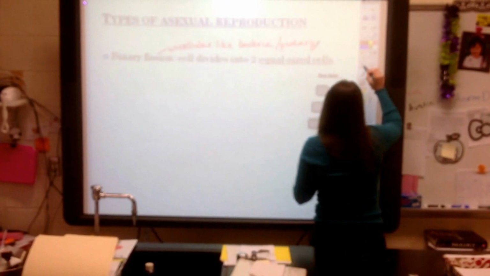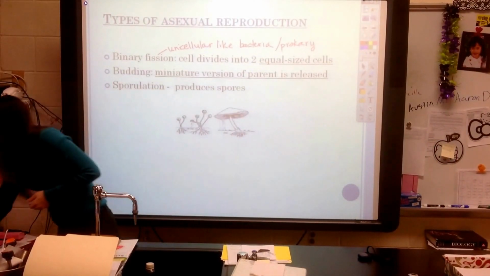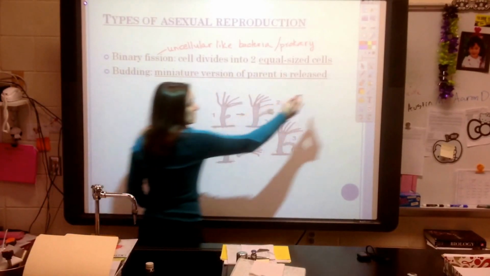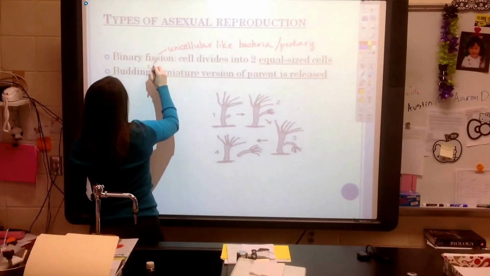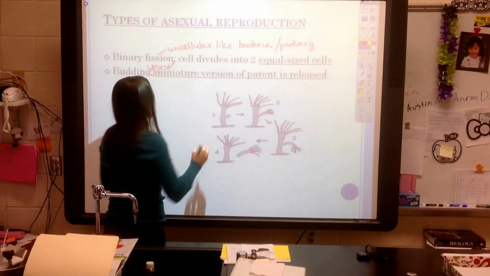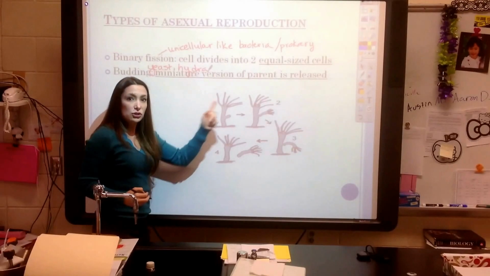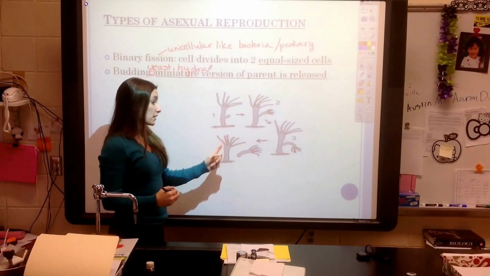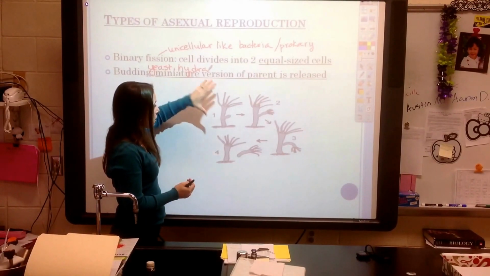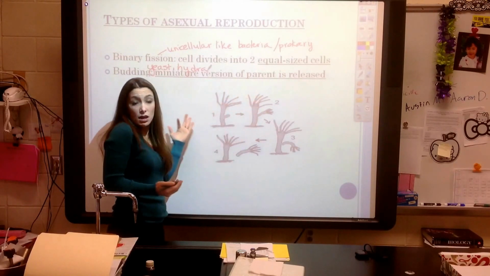The next type is what's called budding. And budding is where there's a miniature version of the parent created. Budding does happen with yeast, our organism that we experimented on last time. And this is actually a hydra. It looks like a plant, but it's actually more related to an animal like the jellyfish. But what you can see really clearly here in this picture is that you have the original organism, and it starts to grow what I call a mini-me.